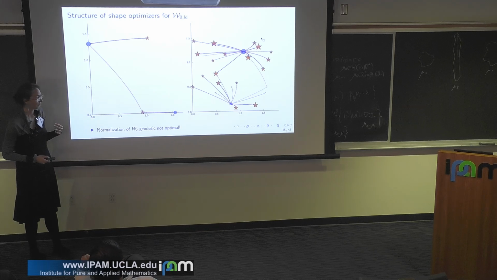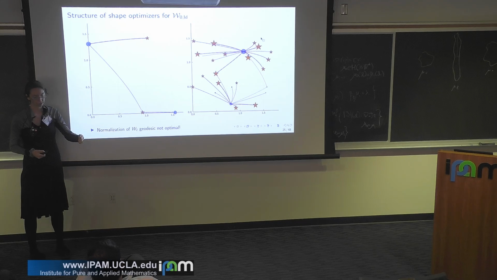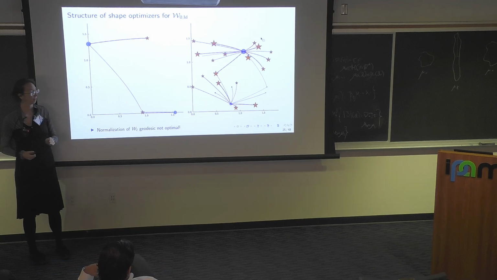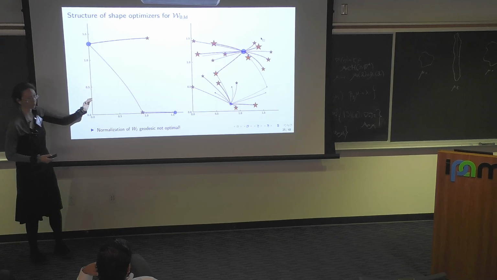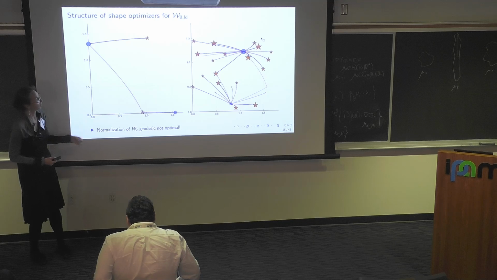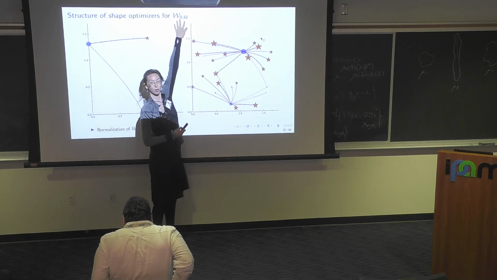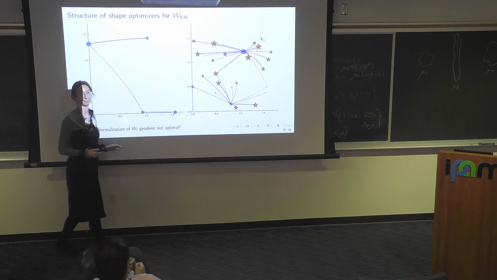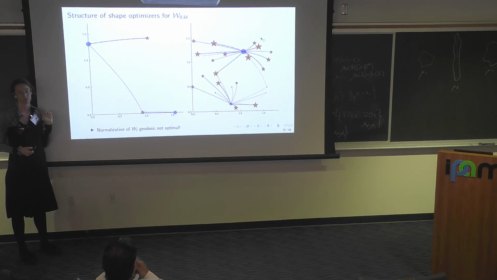In blue, you see the optimal transport when you take the Wasserstein 2 geodesics and then you normalize. The red one is what you get when you solve the covariance constraint one directly. And they don't quite match, right?